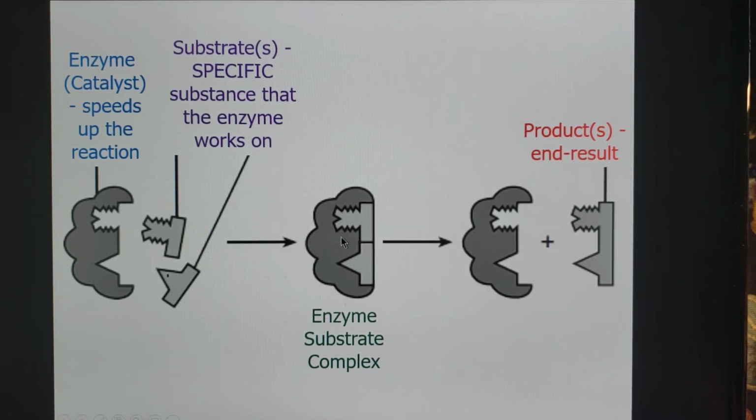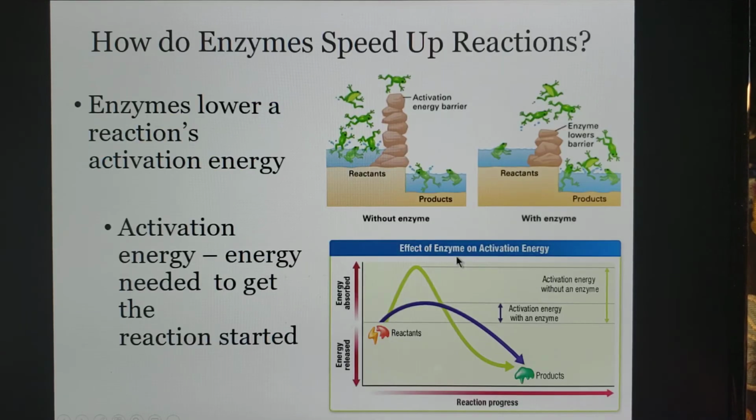These guys fit in here, and then they can get joined together, and that's what this catalyst is trying to do, produce this particular thing. I don't know what its function would be in your body or a body, but it has been formed quickly by this enzyme. How do they speed up reactions?